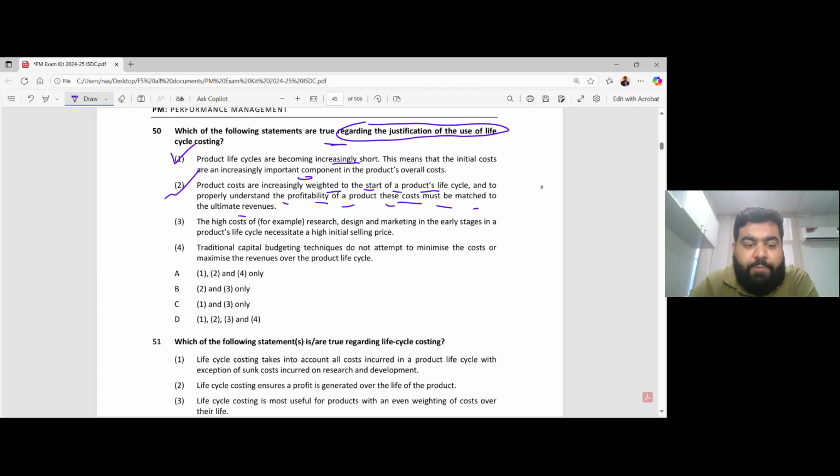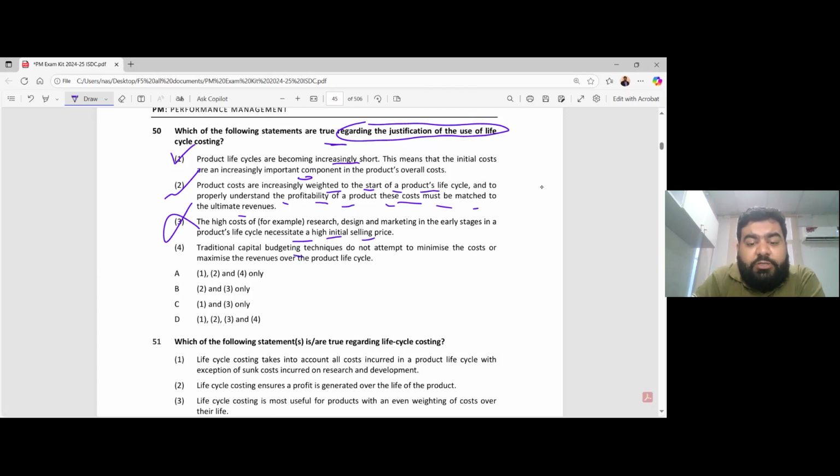So two is okay. High cost research, design and marketing early in the product life cycle necessitate a high initial selling price. They're saying that if there is more cost at the start, set a higher initial selling price. No, you are new to the market, and if you set the selling price higher to cover the cost, no one will take the product from you. There are competitors selling at 100, and you know that at the start our cost is 150 per unit and you are selling at 180. So who will take that? The product is being sold at 100, you are selling at 180, no one will take it. This is not a true point.